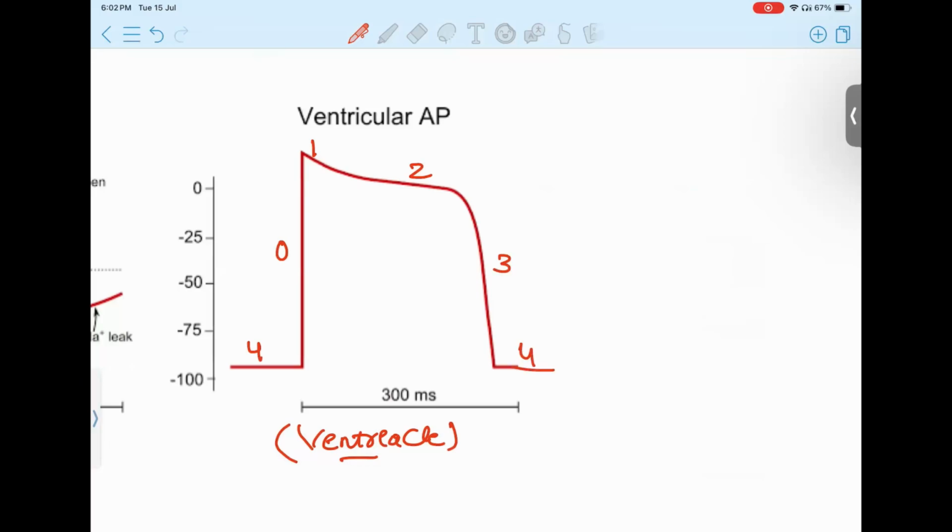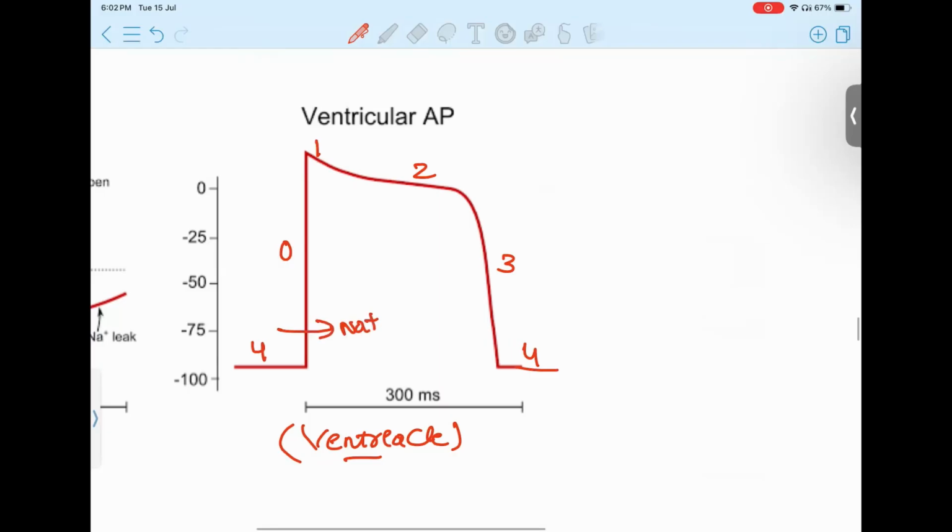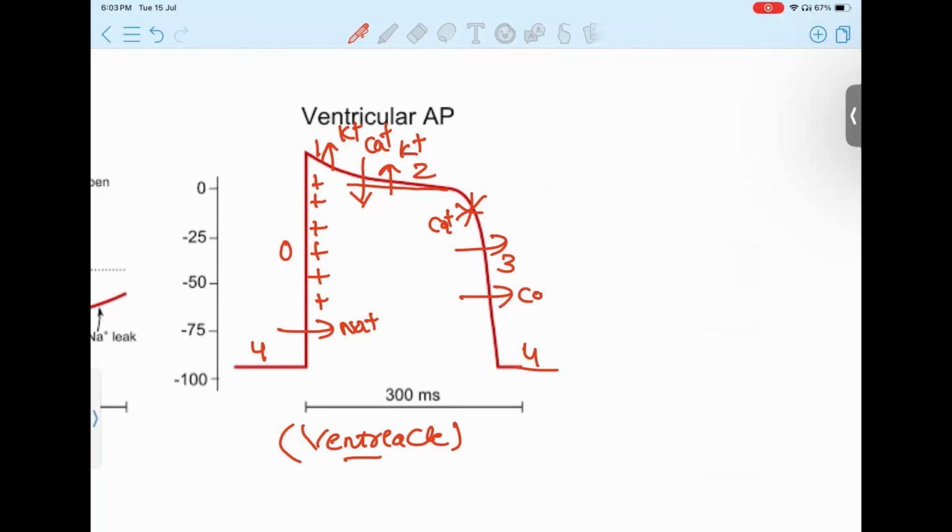How? Let's see. Sodium enters the cell, which causes the depolarization. It reaches a particular point and suddenly potassium goes out. But once the potassium is going out, there is an influx of calcium. So the calcium going inside and potassium going out will maintain the plateau phase. Once the calcium channels are closed, what happens? Potassium is still going out. That causes the repolarization back to the resting stage. This is the action potential of the atria and ventricle.